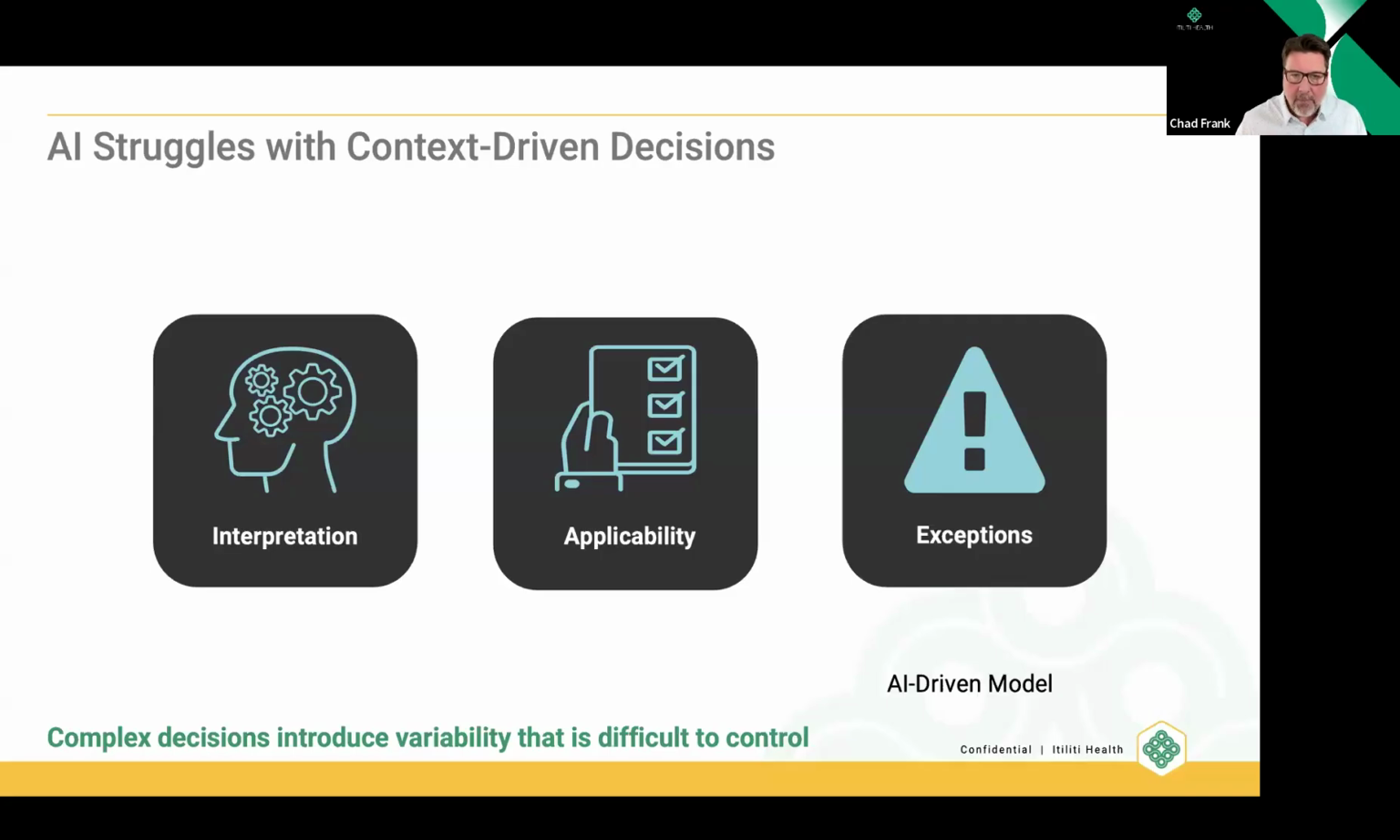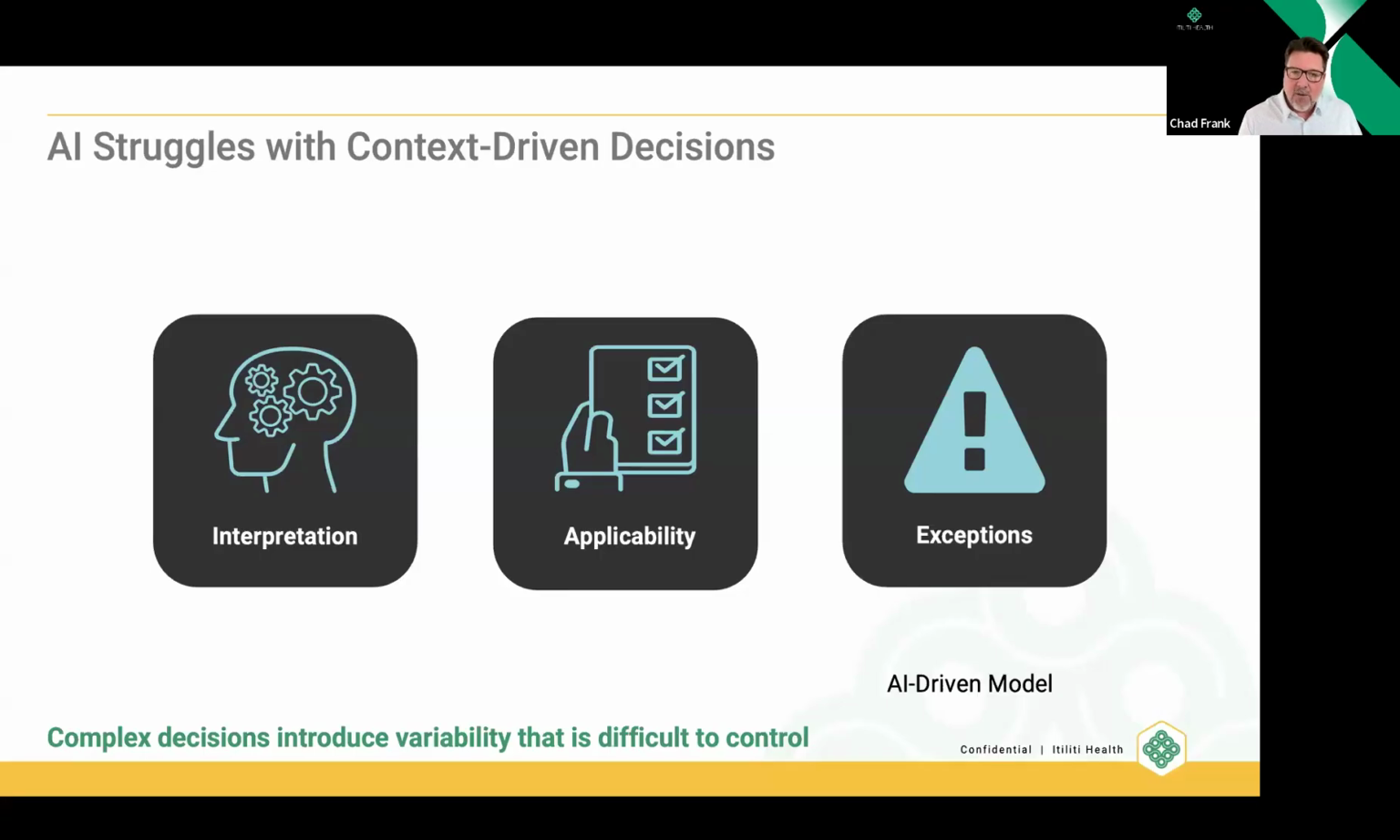And AI as a whole, based on where we are with generative AI in the world, struggles with context-driven decisions. For example, determining which policy applies to a specific patient or scenario isn't always straightforward. It depends on context. It depends on interpreting the policy. It depends on understanding how that policy may apply to your line of business, how your benefits are designed, where there are exceptions, and all those different components have to interact to come up with an output. And it's not always straightforward.